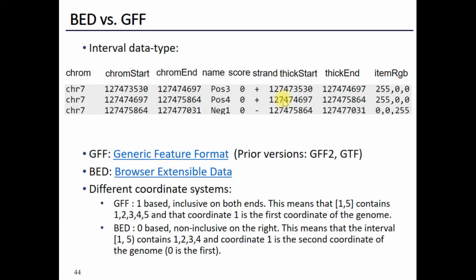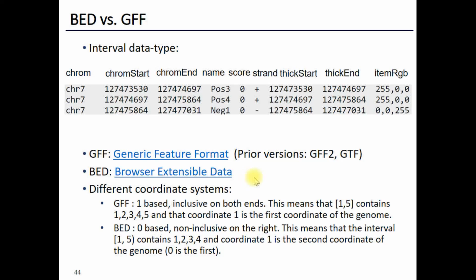Then there is thick start and thick end. So you can select some feature like a gene or exon, and you can color it differently from the background reference. And that is the item RGB color you choose for those features. GFF is a similar format to BED, and it's usually for gene or isoform annotation files.